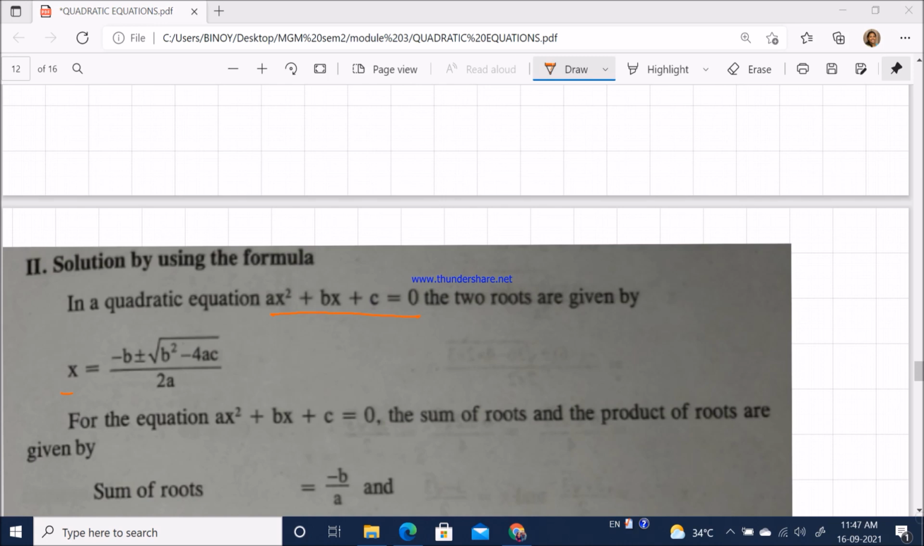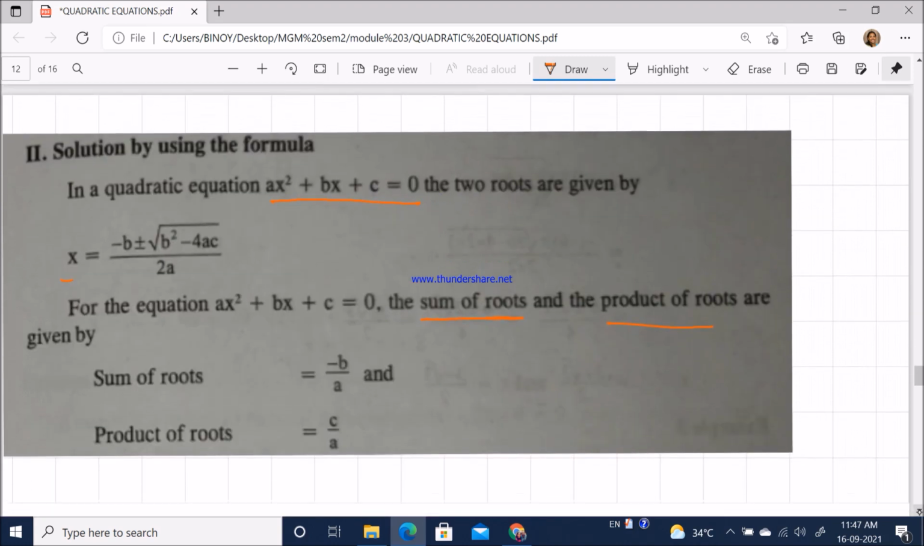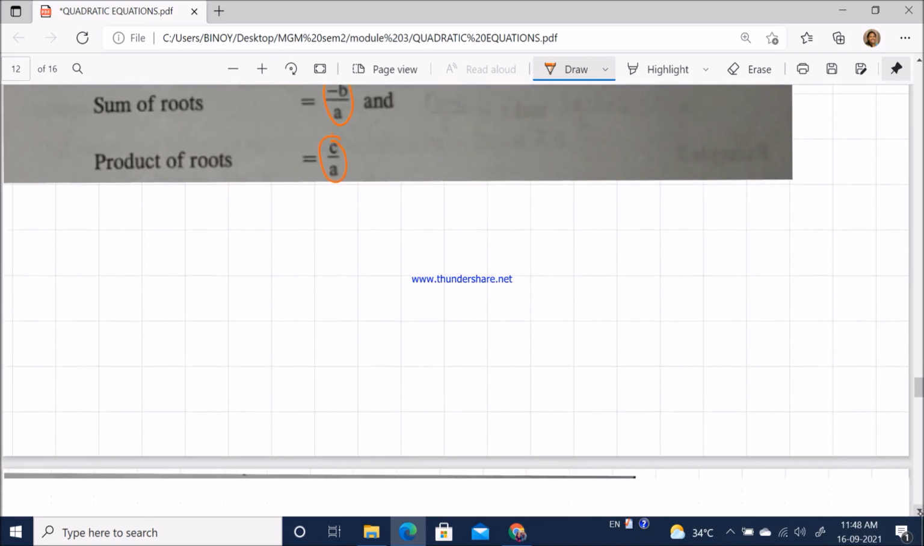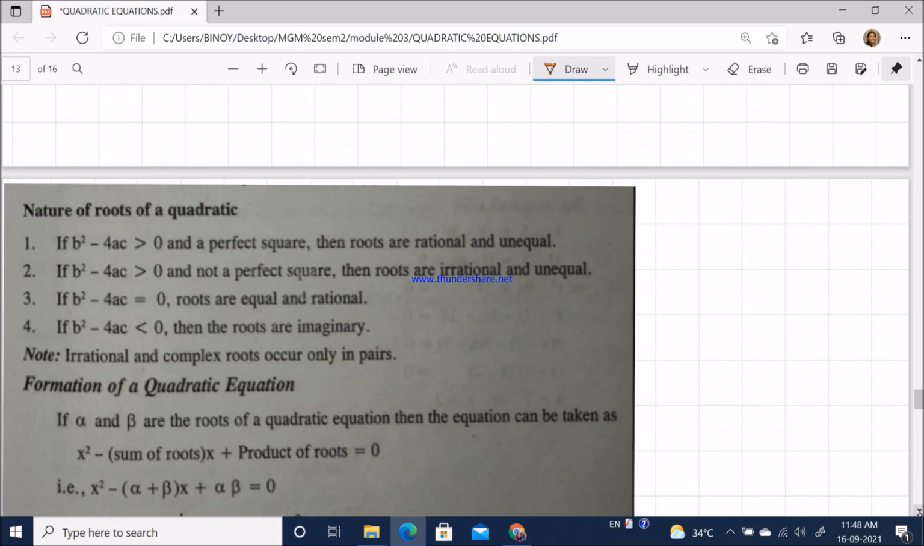And here we need to memorize what is the sum of the roots and product of the roots. So the sum of the roots is minus b by a and the product of the roots is c by a. So the product of the roots is always c by a and the sum of the roots will be minus b by a. Okay, these are the general terms to keep in mind.